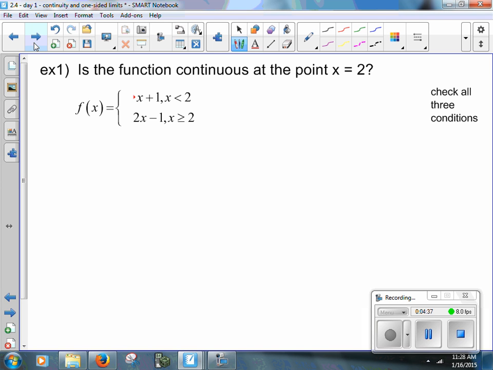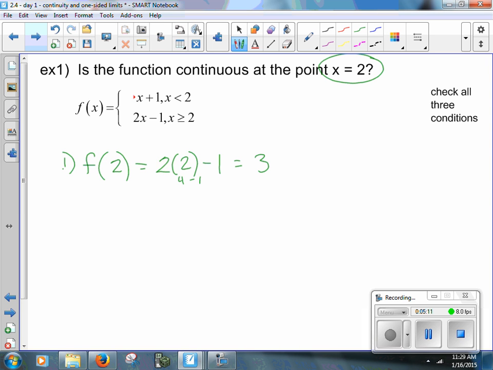All right. Is it continuous when x is 2? So what's my magic number? 2. x is 2. That's my magic number. So I have to do 3 things. The first thing I have to do, I have to find what? f of 2. I've got to find the value. What is the y value? And where in the world am I going to plug it? 2x minus 1. Why? Because it can be equal to, 2 is included in that function. So 2 times 2 minus 1 is, 4 minus 1 is 3.